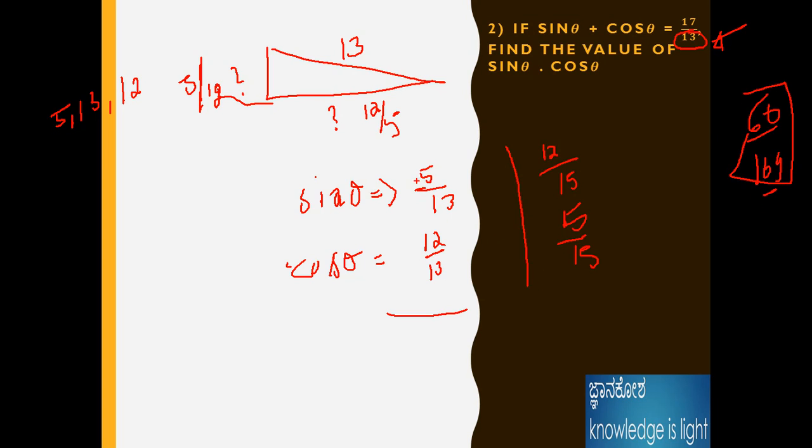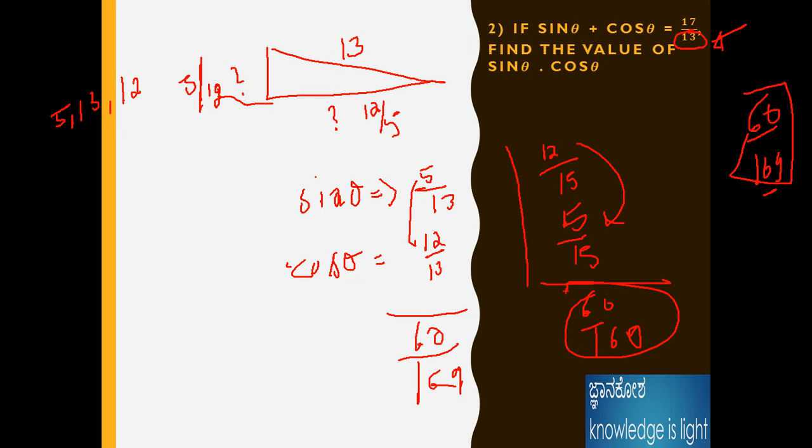Because see, 12, 5, 13 with multiplication of sin theta cos theta, 12 5 gives 60 over 169. Or else here also 12 5 gives 60. Either you take it from this side or this side, the answer should be the same, 60 by 169. Without wasting time, if you use the triplet, you will get the answer for these kinds of questions. Okay, next problem.